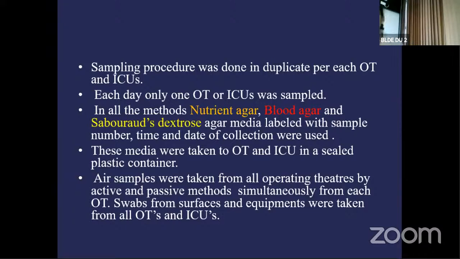In all the methods, we use nutrient agar, blood agar, and Sabouraud dextrose agar, labeled with sample number, time, date, and collection details. They were all taken in a sealed plastic container, and air samples were taken from all OTs by active and passive methods simultaneously, each OT by two methods. Swabs from surfaces and equipment were taken from all the OTs and the ICUs.